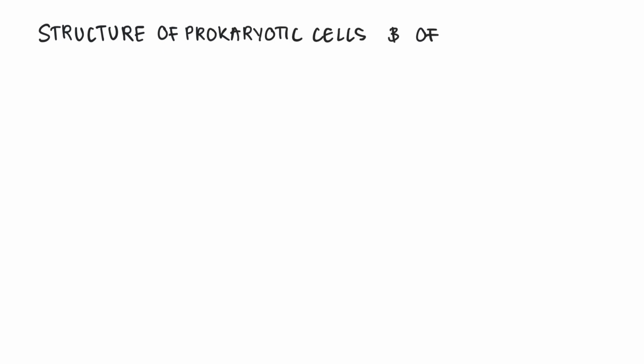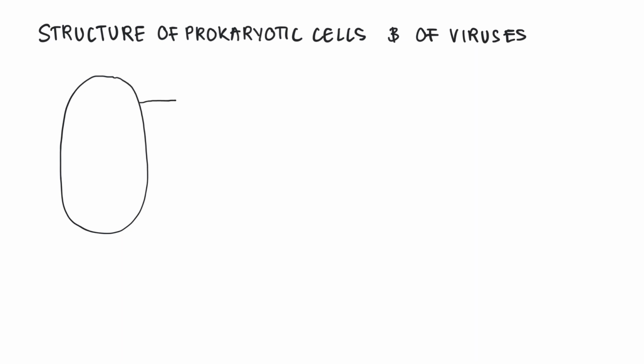The structure of prokaryotic cells and of viruses. So all you really need to know about prokaryotic cells is an overview of their structure, but particularly be able to compare it to eukaryotic cells. So like any cell, we have a cell surface membrane. People sometimes get confused with this. Now, a prokaryotic cell doesn't have any membrane-bound organelles, but it is still surrounded by a cell surface membrane.